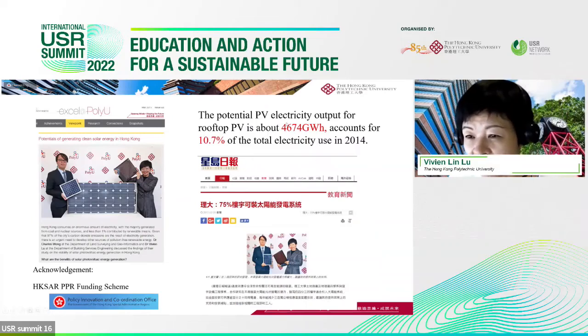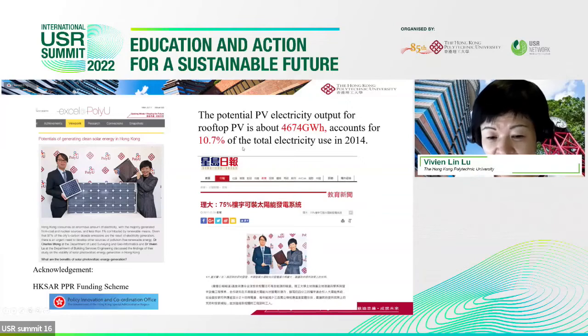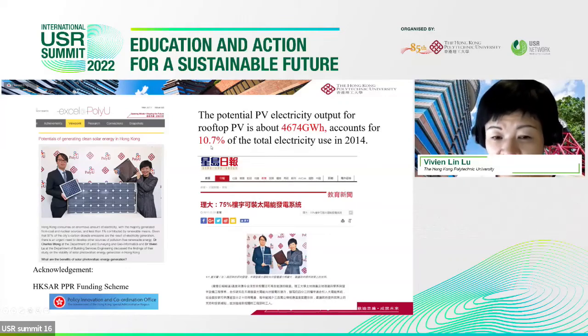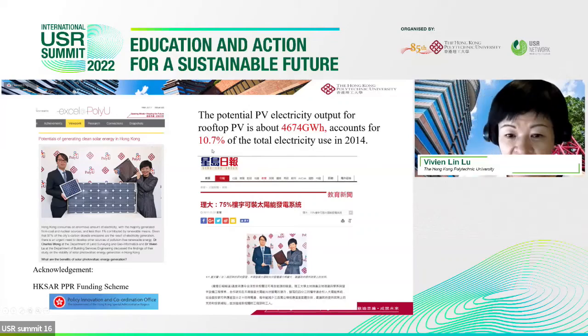Even in Hong Kong, a very dense city, if we install solar PV panels on the roof, in fact 35% of buildings based on our study can be used for rooftop solar PV panel installation. And we can supply over 11% of the total electricity of Hong Kong. If we integrate solar PV panels as building facades, sure, this figure can be much larger.